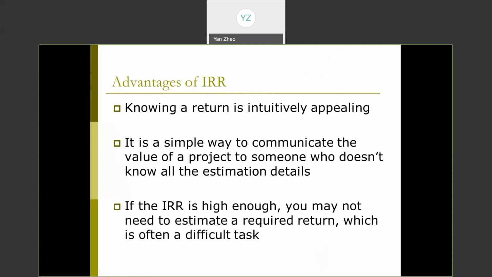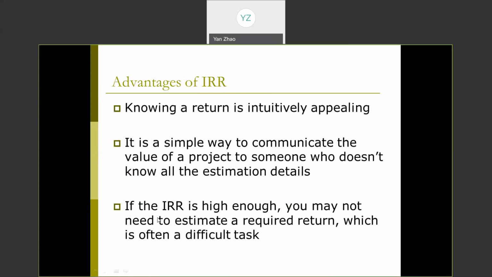Okay, so the advantage of the internal rate of return is that knowing a return is very appealing, because if I tell you I made $100, it doesn't really give you a lot of information, right? What if this $100 profit is based on a $1 billion investment? That is not really interesting at all, right? The percentage of the return is very low. So if I tell you I made a 15% return, that tells you something, the magnitude of the return. And it is also a very simple way to communicate the value of the project to someone who doesn't know all the estimation details.